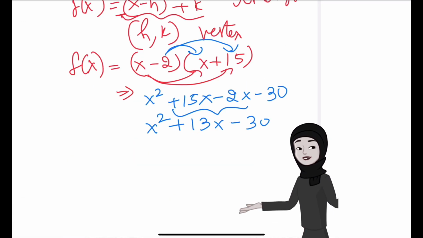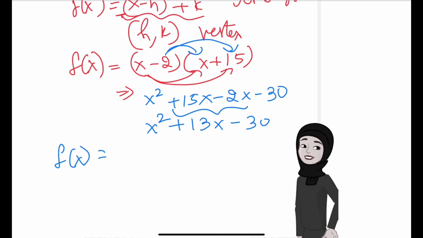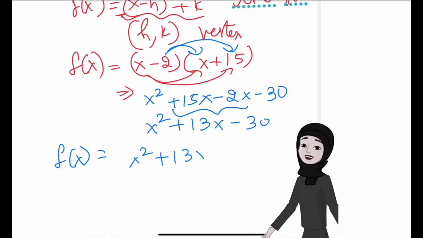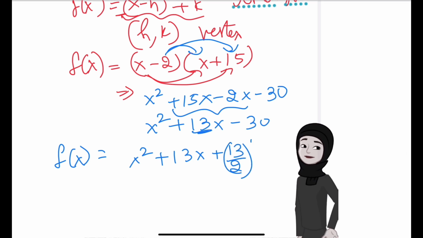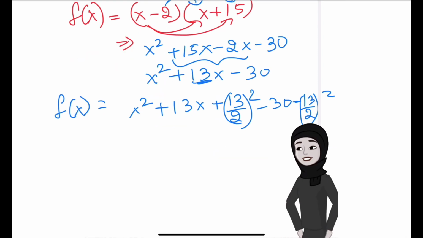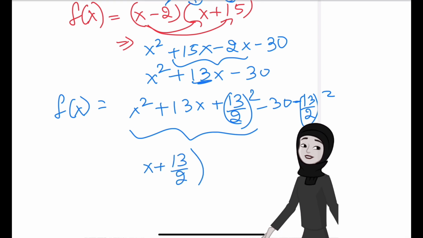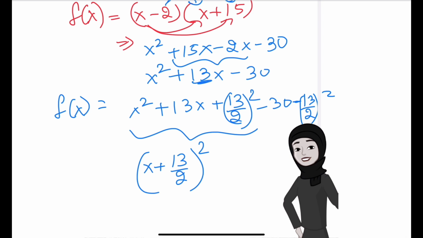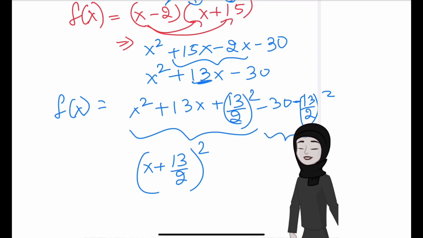So to complete the square, f of x should be equal to x squared plus 13x, and this 13 you have to divide by 2, square it and add it. If you add, you have to balance that by subtracting it as well. So to balance it, (13 by 2) the whole squared has to be subtracted as well. What is this equivalent to? Now these three together will be just (x plus 13 by 2) the whole squared, and then this negative 30 minus (13 by 2) squared. This you have to simplify.